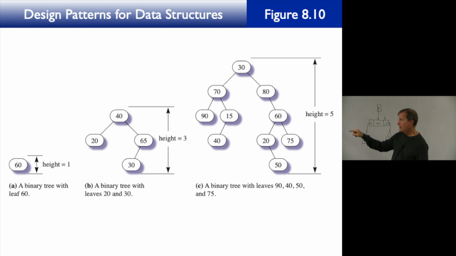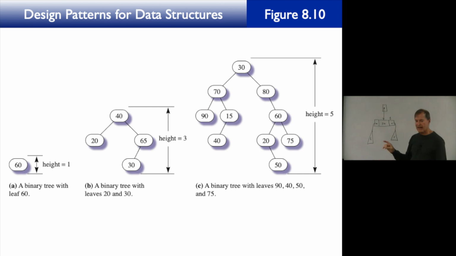In part B, there is a binary tree with a root of 40 and a left child of 20 and a right child of 65, which in turn has a left child of 30. The height of that one is 3. In part C, the height is 5. So it's how many levels down you go.